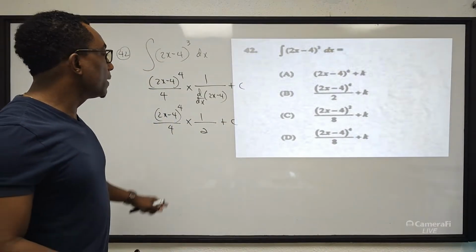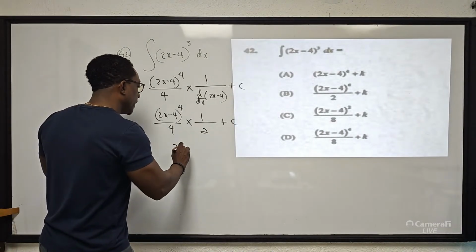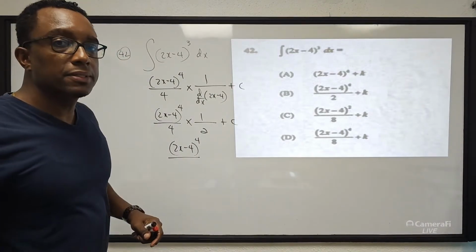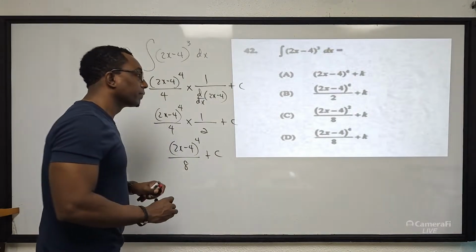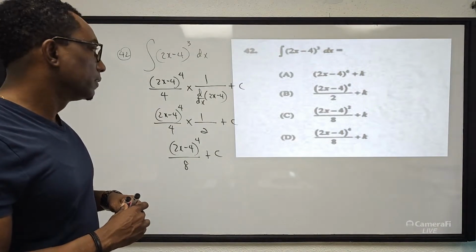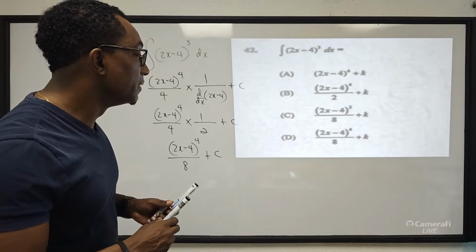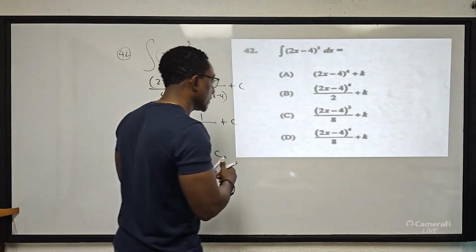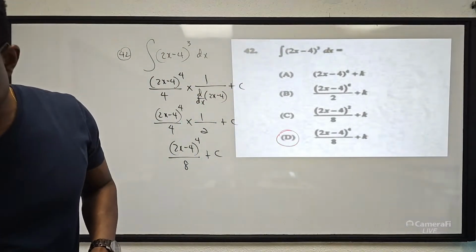Now what I can do is multiply my numerator by my numerator, so I get 2x minus 4 to the power of 4, and multiply my denominator by my denominator, 4 by 2 is 8, plus c. That answer should be D, right? There should be an 8 here, and there is an 8 here. That is D. Remember, it's very blurred.